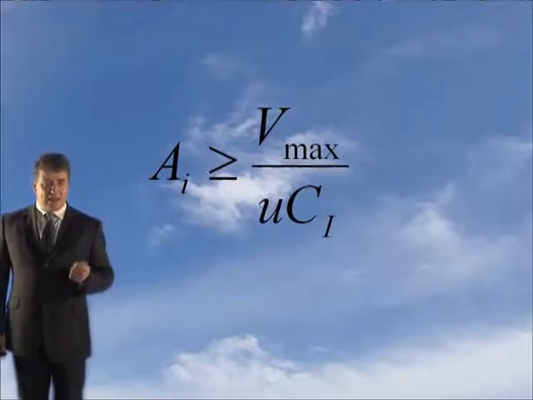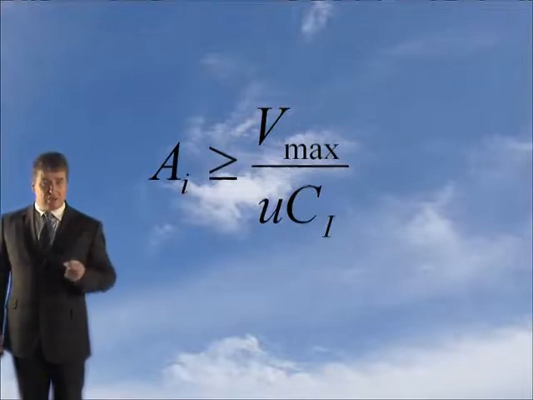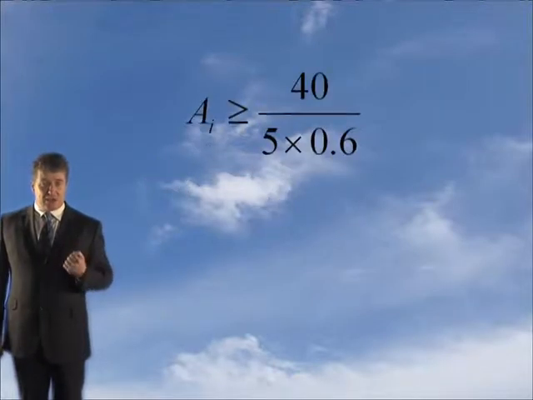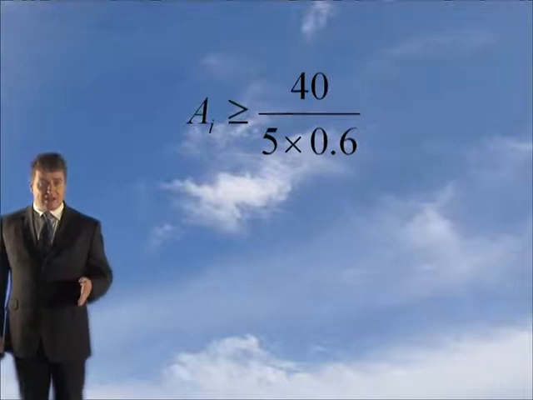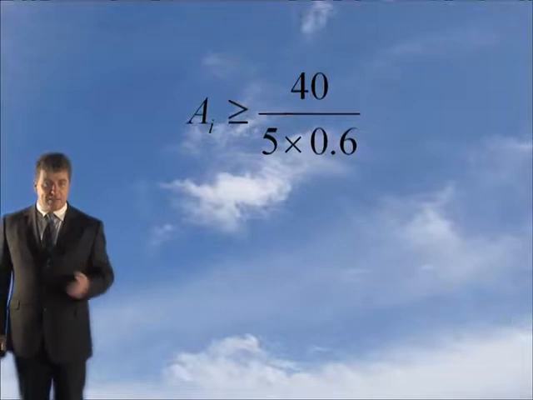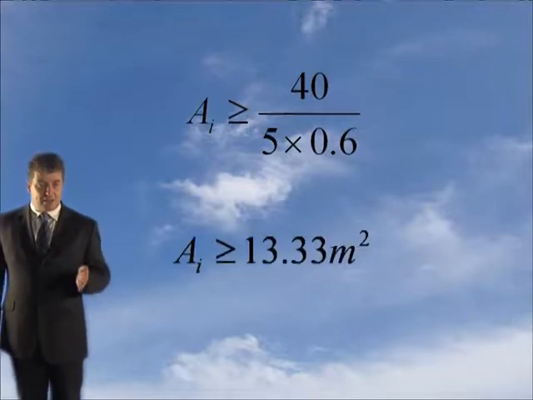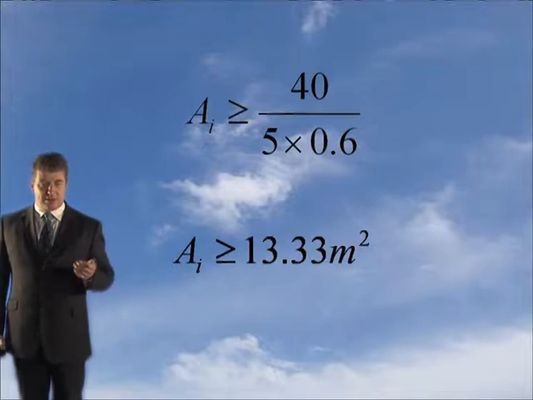Now, there's 4 fans each extracting 10 metres cubed a second, so it will give you a total extraction rate of all 4 running of 40 metres cubed a second. Now, if you put that 40 metres cubed a second in, you put your velocity in, which is 5, and the coefficient of your inlet is 0.6. That's your coefficient, 60% efficient. You've got an AI of greater than or equal to 13.33 metres squared.